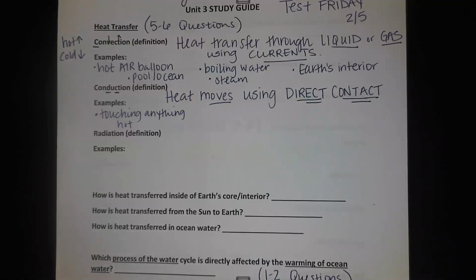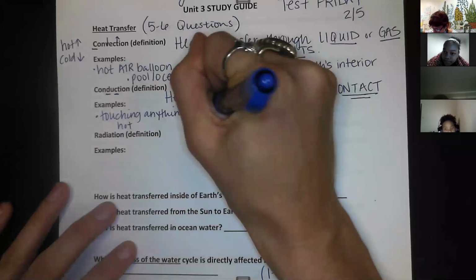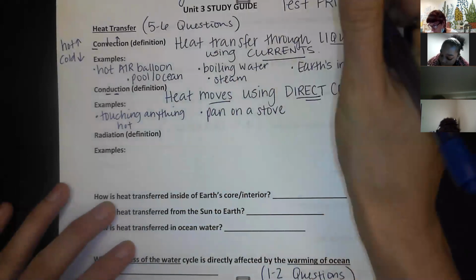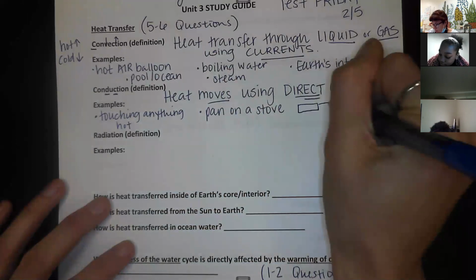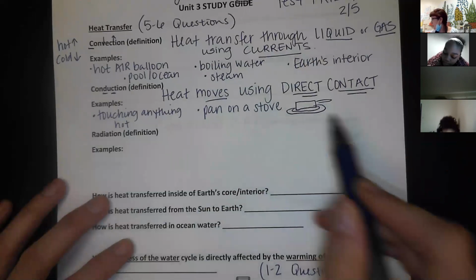Give me another example. This can be one of my mobile friends. Somebody give me an example of something that is heated using direct contact. Think about the brochures you submitted. Stove. Very good. So a pan on a stove. It's directly touching that burner, right? There's my burner and there's my pan. It's directly touching.